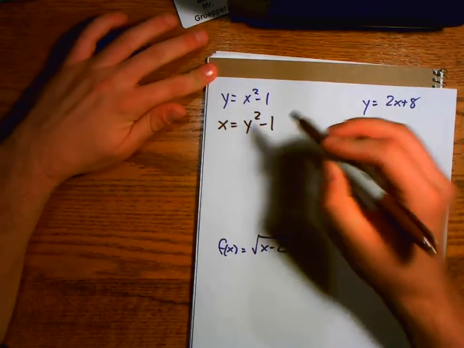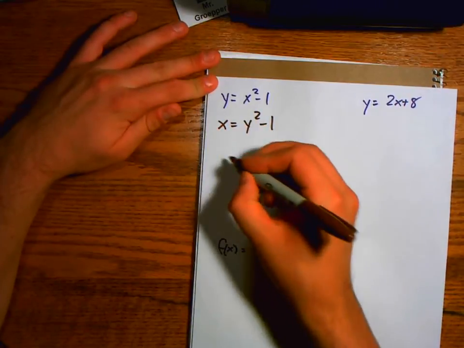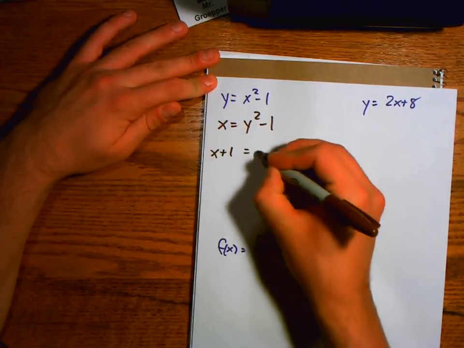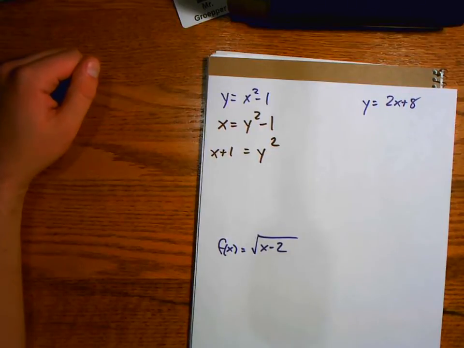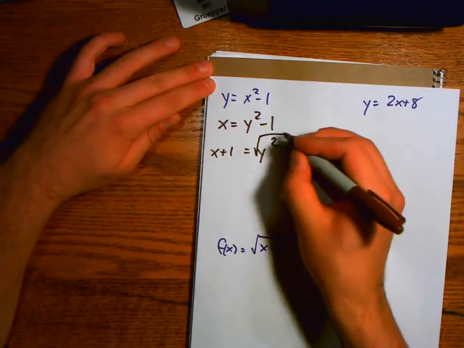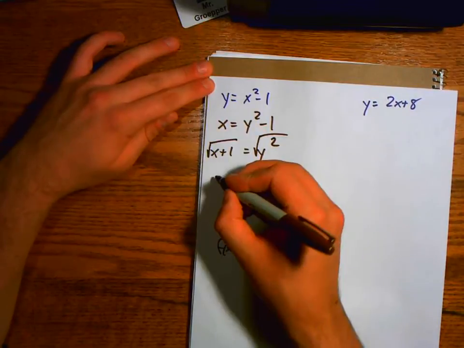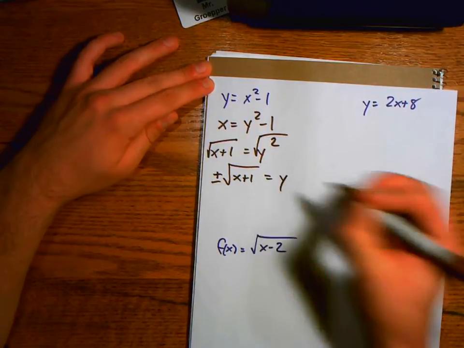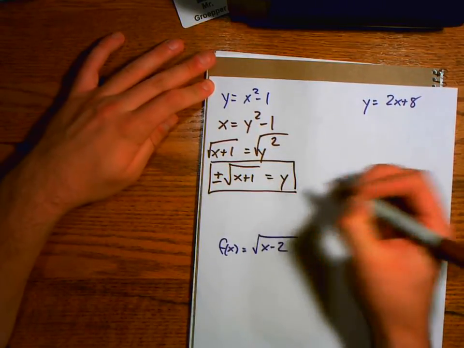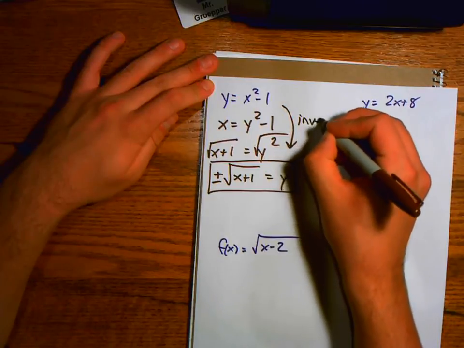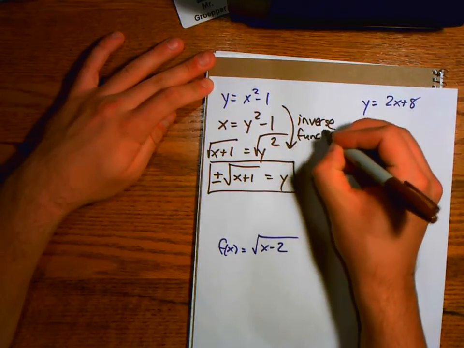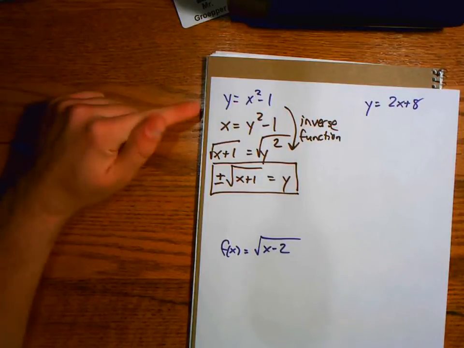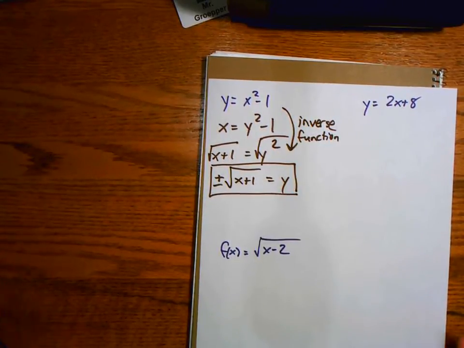So in order to get y by itself algebraically, you add 1 to both sides to get x plus 1 equals y squared. And then to undo a square, you simply take the square root of both sides. Then we're left with plus or minus the square root of x plus 1 is equal to y. And this is our inverse function. So the very first thing you want to do is switch your x and your y values. Keep everything else in your equation the exact same. Then solve for y using algebra, and that is the inverse function.